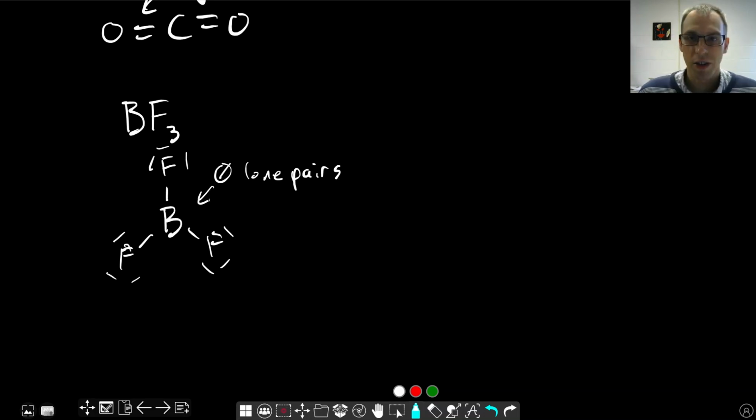Well, even if you draw a resonance structure, there's still 0 lone pairs. All right, so this is going to have a steric number of 3. And to spread out those 3 electron groups, so our electron groups are the 3 single bonds here now, what's the best way to do this?